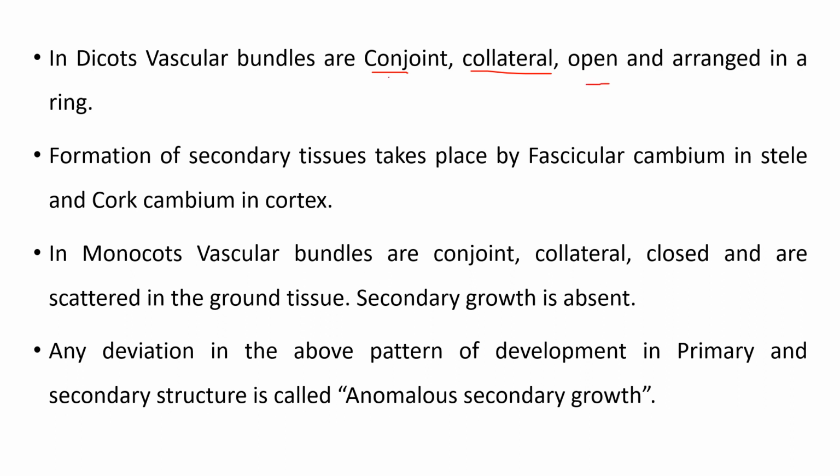So what is the meaning of conjoint? Conjoint means the xylem and phloem lie together in the vascular bundle. And collateral means the xylem and phloem lie in the same radius.